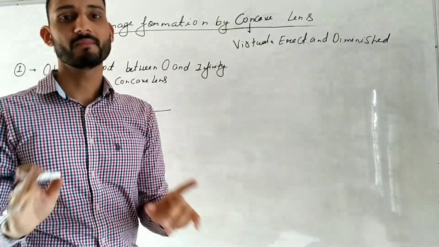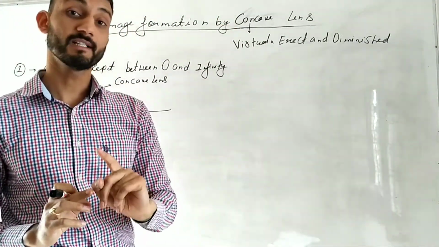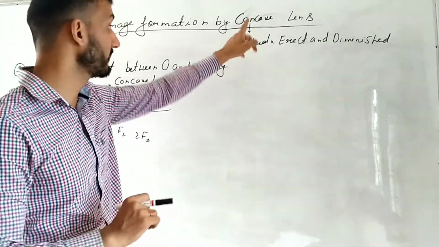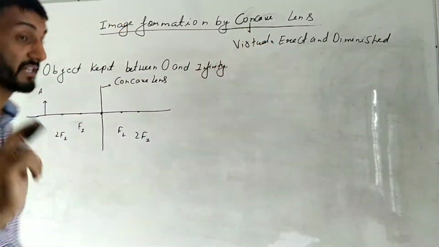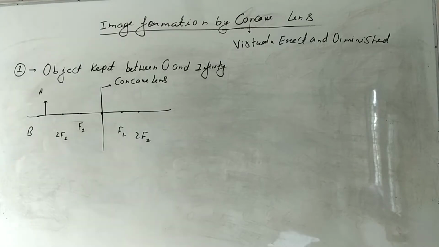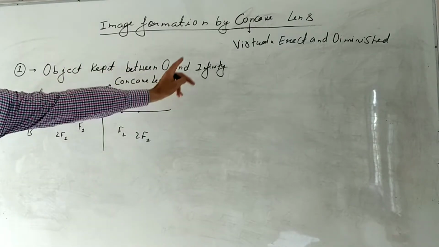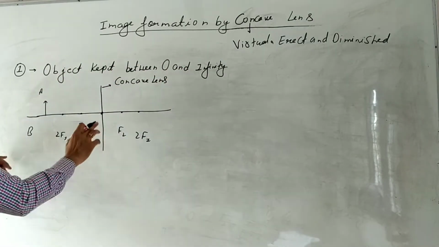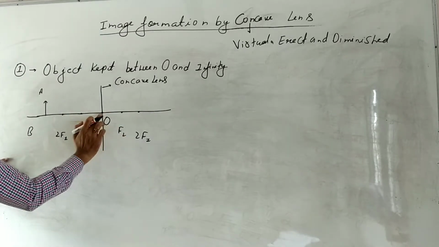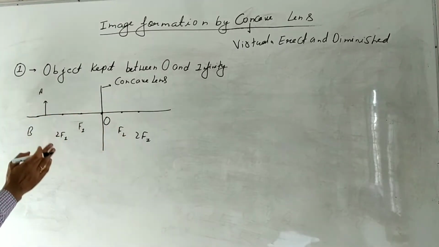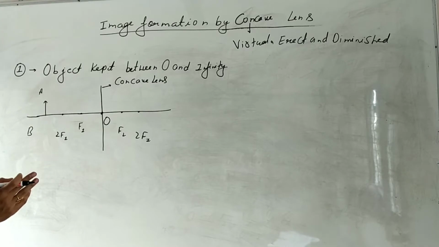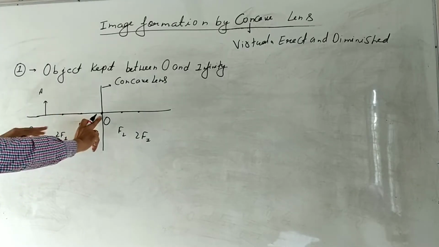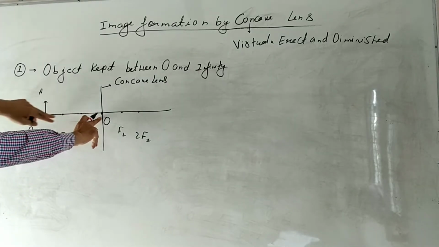Concave will never form real and inverted, and convex will form both type of images. So this will always form virtual, erect and diminished image. Okay. So first case is object kept between optical center and infinity. So infinity is somewhere we don't know about the distance, and optical center is there. So anywhere you can keep the object.